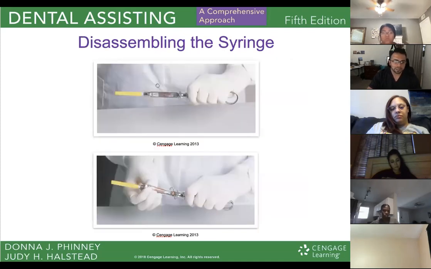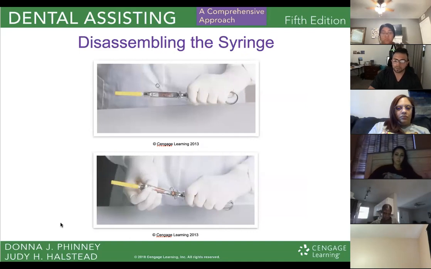Okay, when you're disassembling the syringe, you're going to retract the piston to release the harpoon from the cartridge and remove the cartridge from the syringe. After you do that, you'll unscrew the needle and put it directly into your sharps container. Some offices have you place both the cartridge and the needle in the sharps container. Other offices will actually have a separate receptacle for the cartridge.